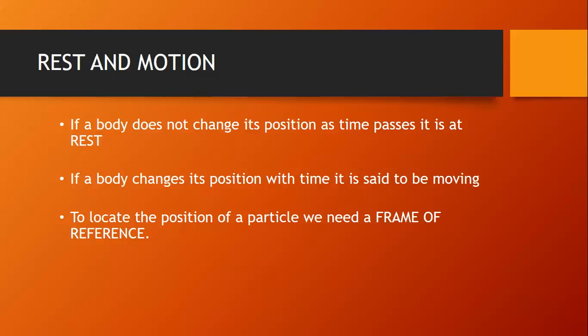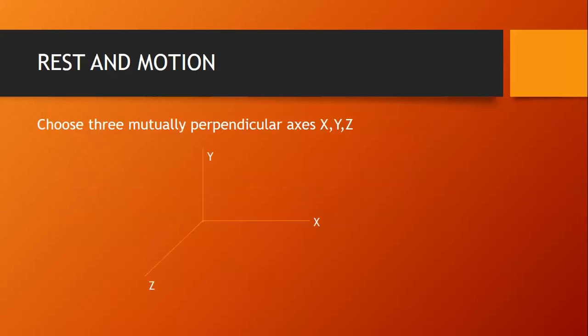Actually, one more convenient way to fix up the frame of reference is to choose three mutually perpendicular axes and name them as x, y, z. If all three coordinates remain unchanged, then the particle is at rest. If any one of these coordinates is changing with time, then we say that the particle is moving. So like this, we can analyze rest and motion of any particle according to any frame of reference.